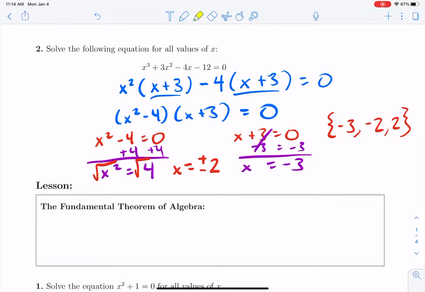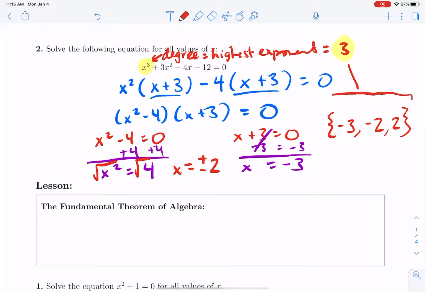Now, one thing to notice is that the degree of my function here, the degree is the highest exponent, the largest exponent. Our degree here is 3. One thing you might notice is that the degree is 3, and we also have here 3 solutions to our equation.